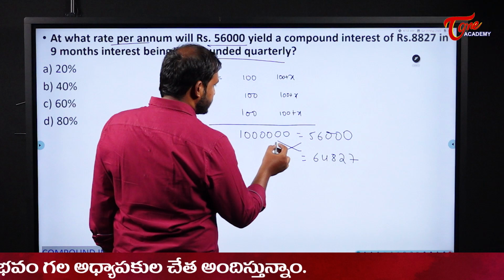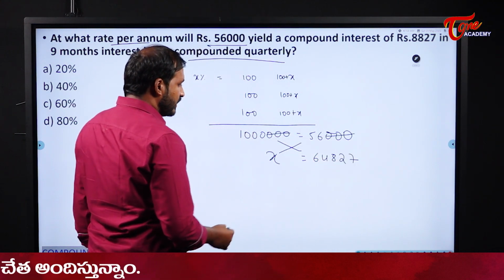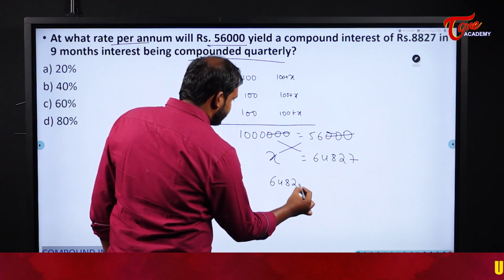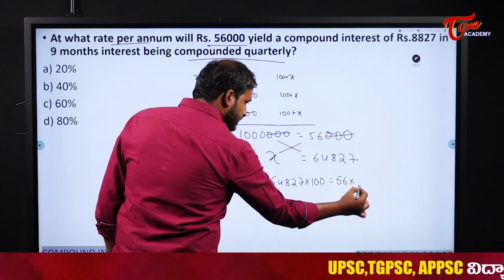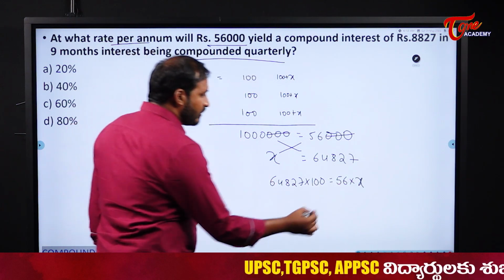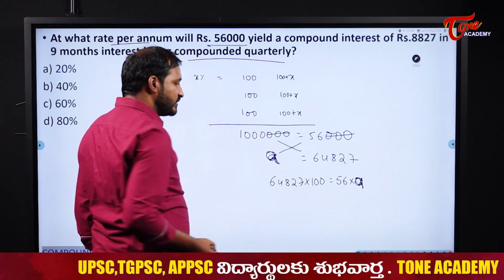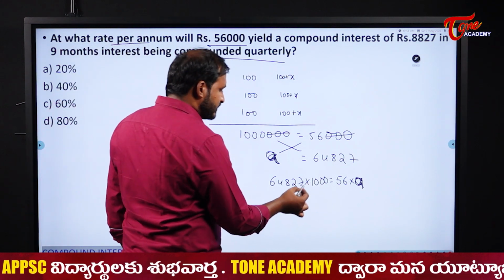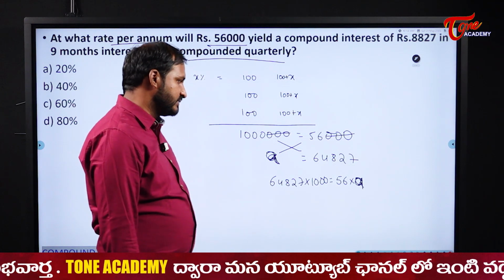When you cross multiply it, students, I will cancel here directly. 3 zeros get canceled. So directly what can I write? 64827 into 1000 is equal to 56 into A, not X, A. Why? Because X I have already used there. This is 1000. Don't disturb this 1000 for the time being. Try to cancel this one, 56, and this one.